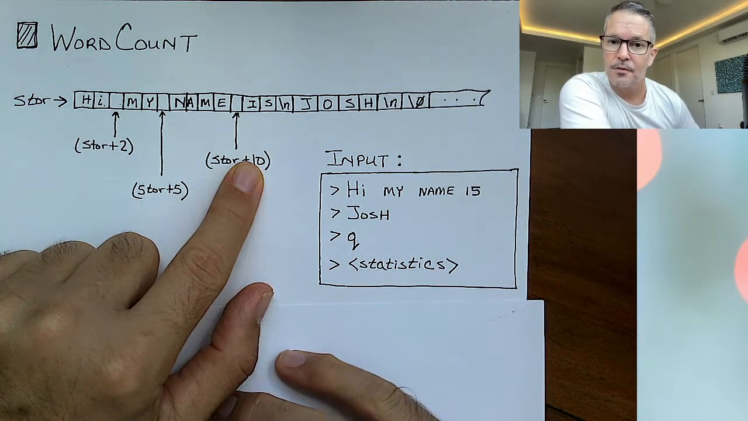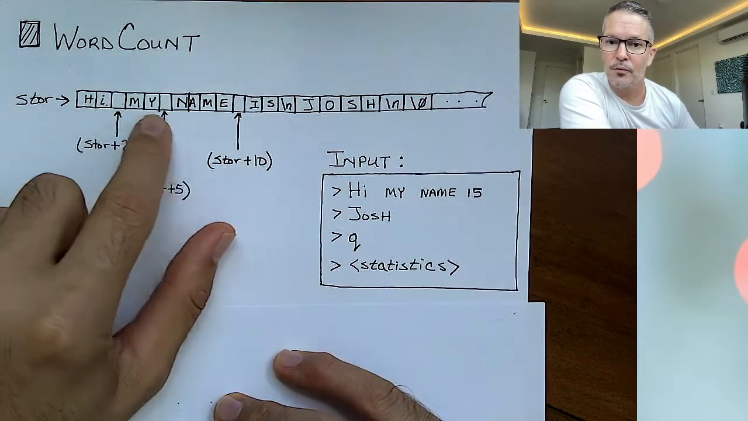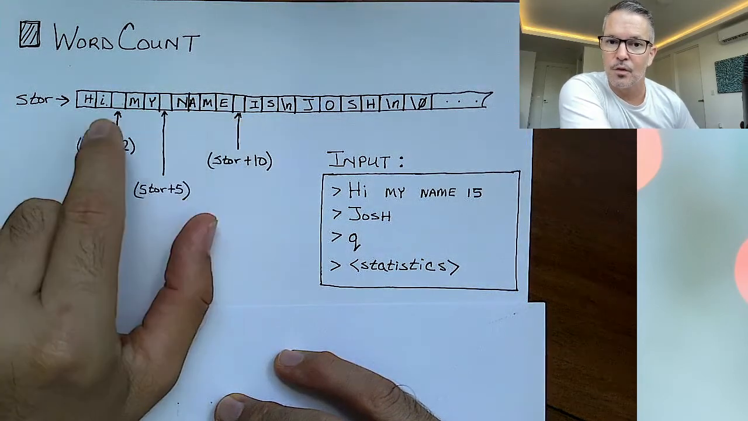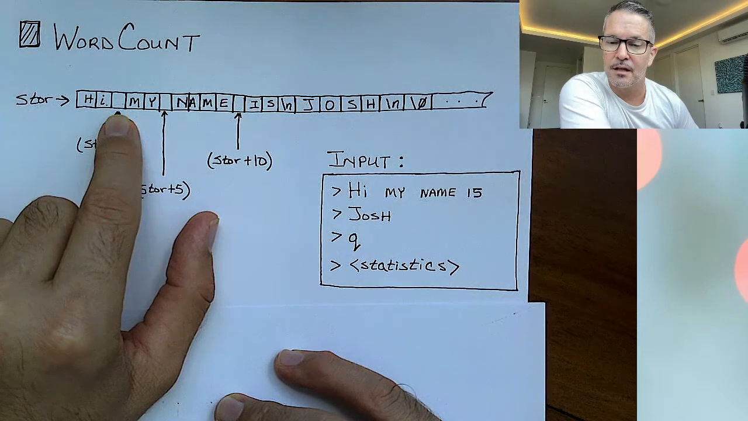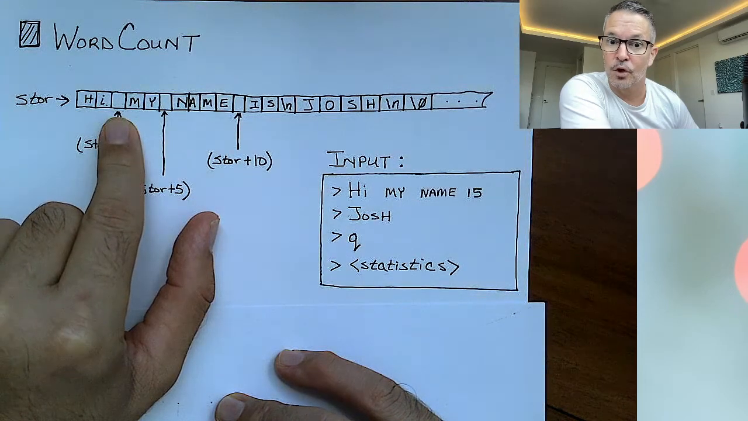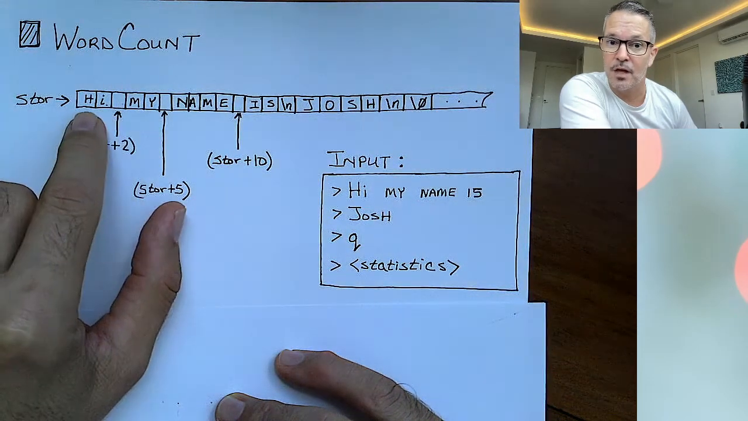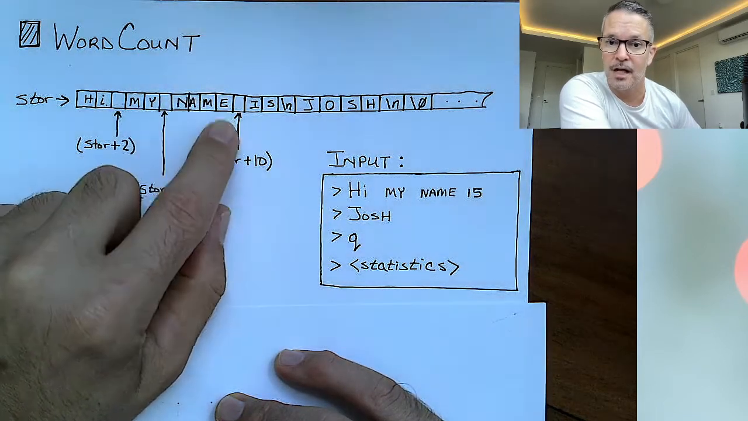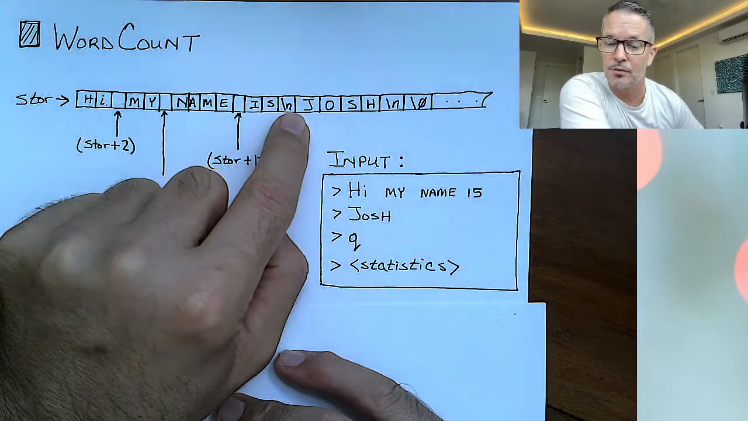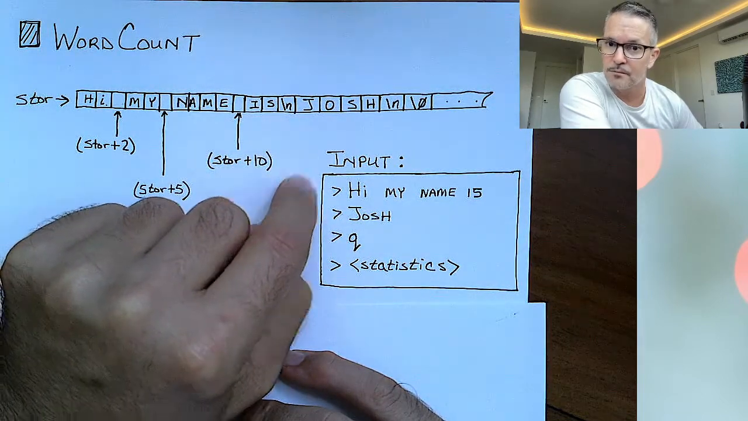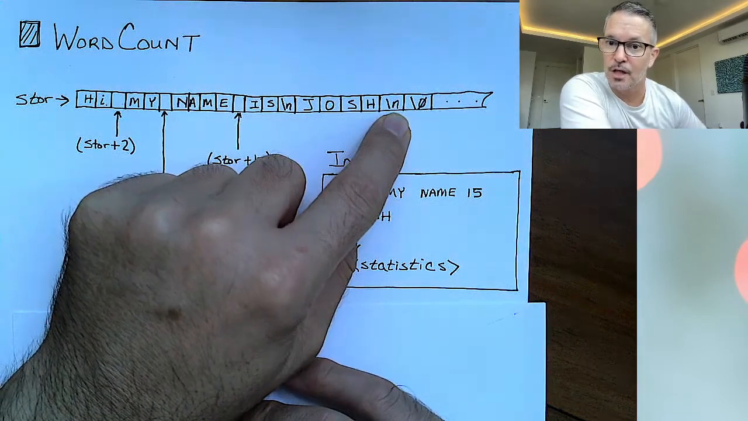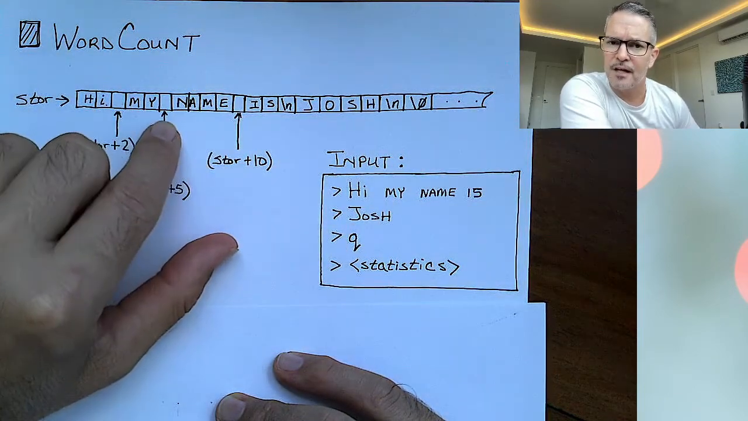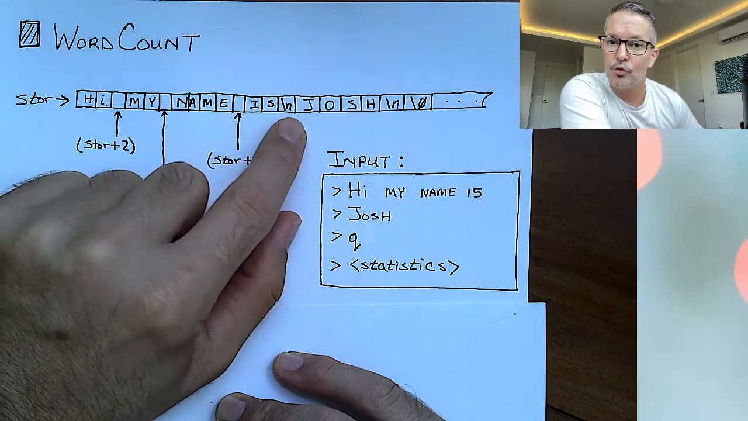Okay, so if we go through the array finding each of the spaces, we essentially are counting the number of words in the string. So hi, space, that's word 1. My, space, word 2. Name, space, word 3. Is, new line, word 4. Josh, new line, word 5. So we need to find the spaces and the new lines.